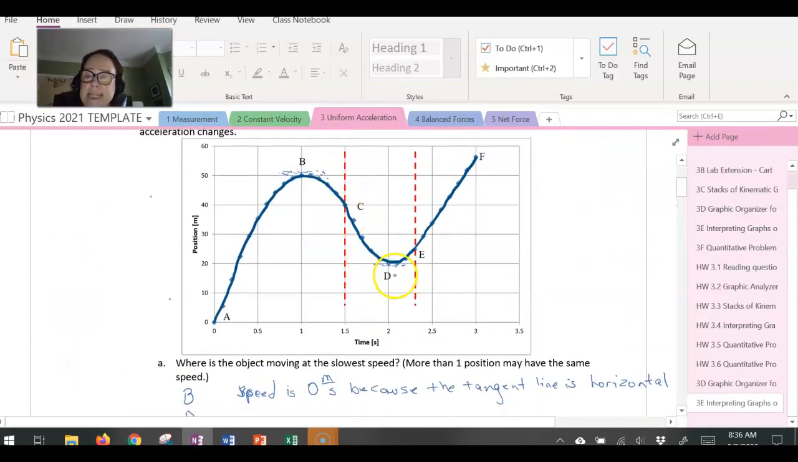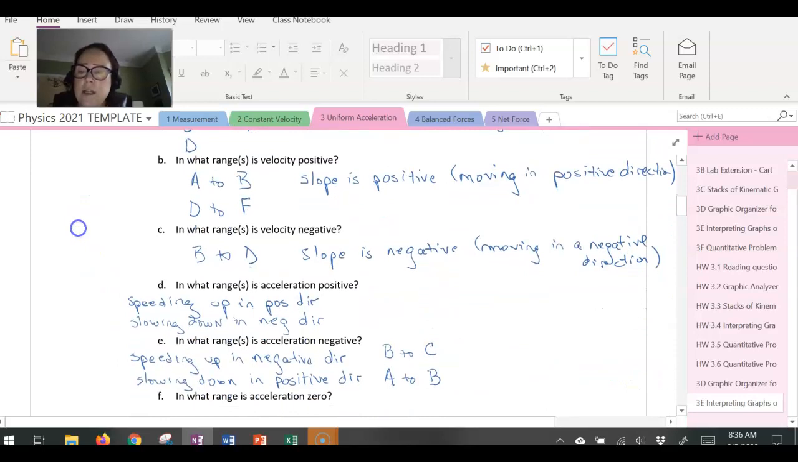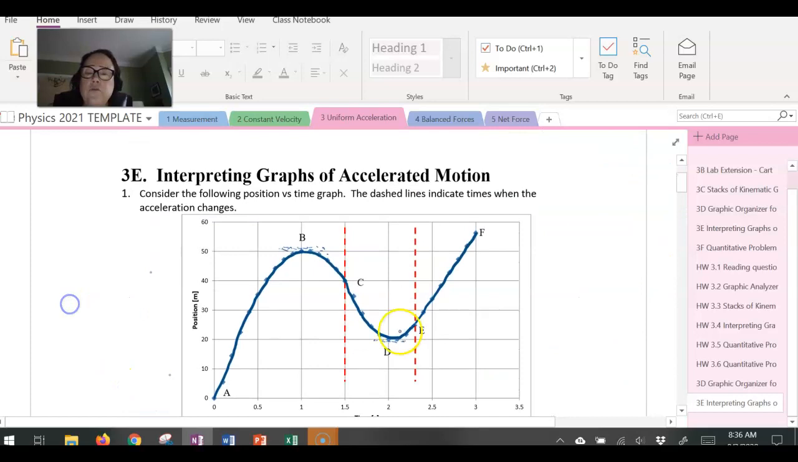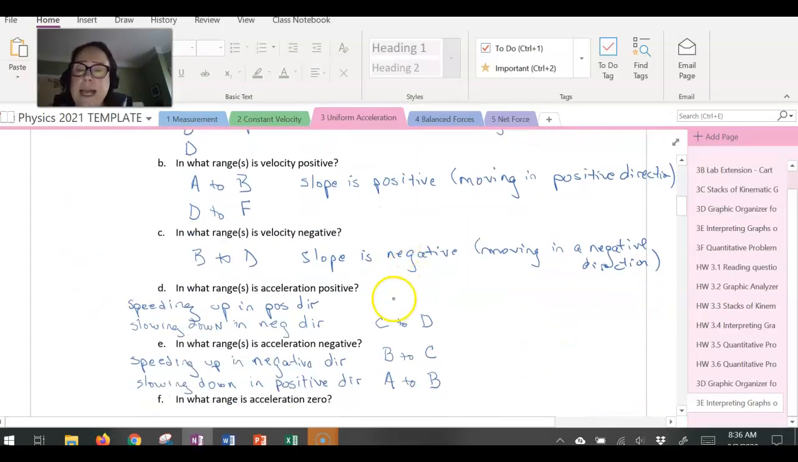From C to D, it's moving in the negative direction, but the slope is getting less steep. So it's slowing down in the negative direction. And so that fits this criteria, which tells us that acceleration is positive. And then from D to E, it's moving in the positive direction and the slope is getting steeper, so it's speeding up. So D to E fits this last criteria for acceleration being positive, which is that it's speeding up in the positive direction.